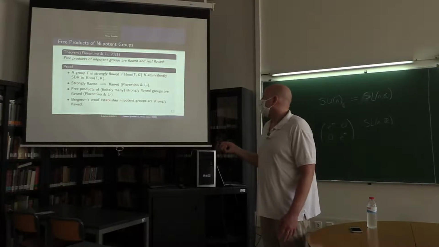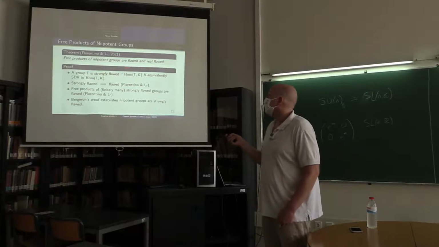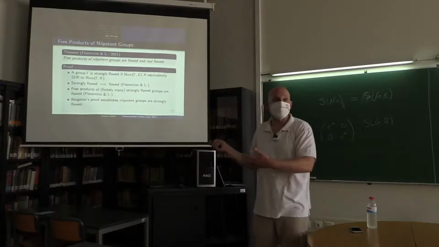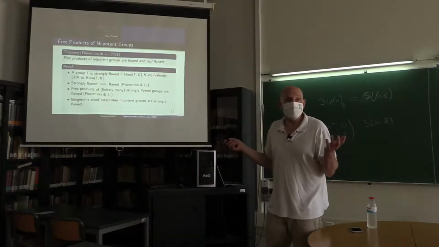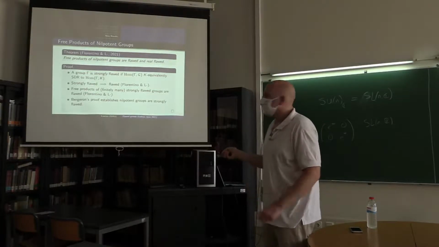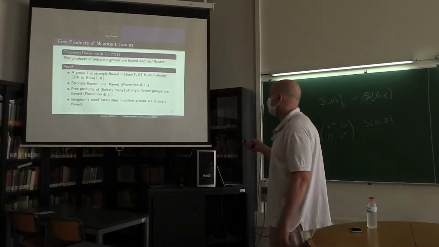Okay? And you go into the nuts and bolts of Bergeron's proof, and you see that free products of nilpotent groups are flawed. And this includes both the free group case, the abelian case, and Bergeron's result, and other cases that were not known before. Okay, so it extends the class of flawed groups and unifies all known cases. Okay, but the proof honestly is not that hard. Okay, especially if you've been thinking about these things.